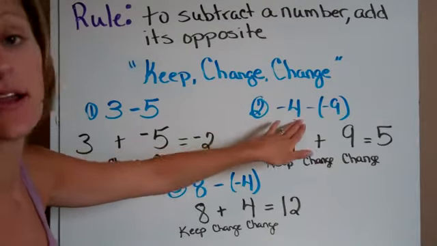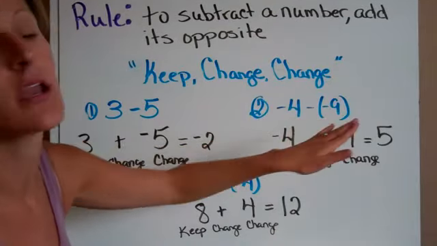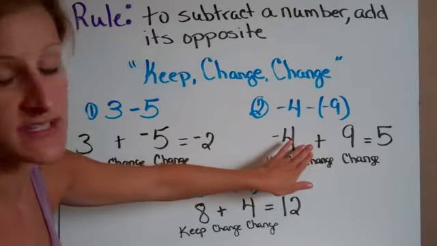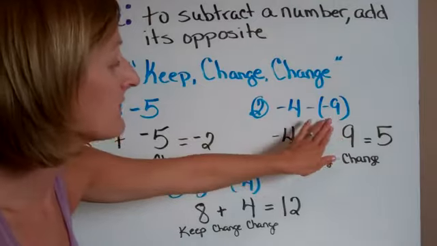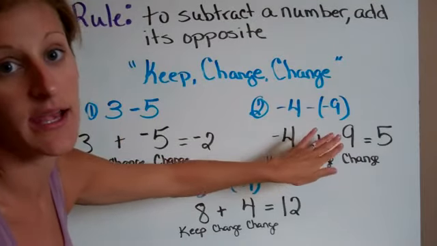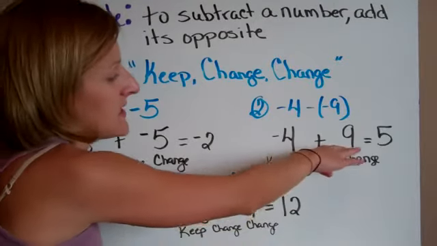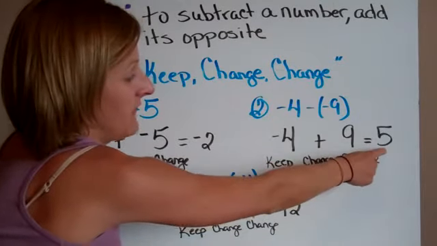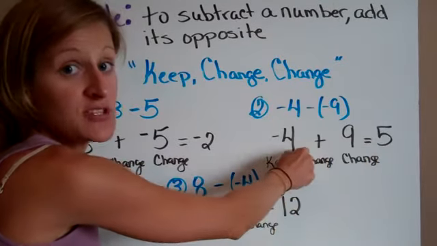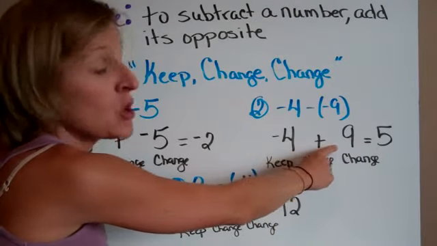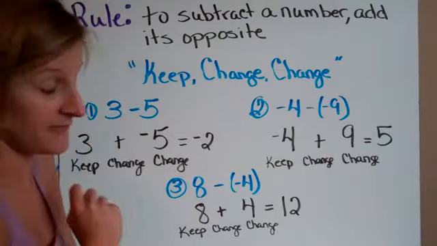Now the second one, -4 minus a -9. I'm going to keep my -4, my subtraction becomes addition, my -9 becomes a +9, and I add these two. Now, -4 plus 9 is going to give me a +5 because I take the difference of their absolute values, and 9 is the larger absolute value, so it's going to be a +5.